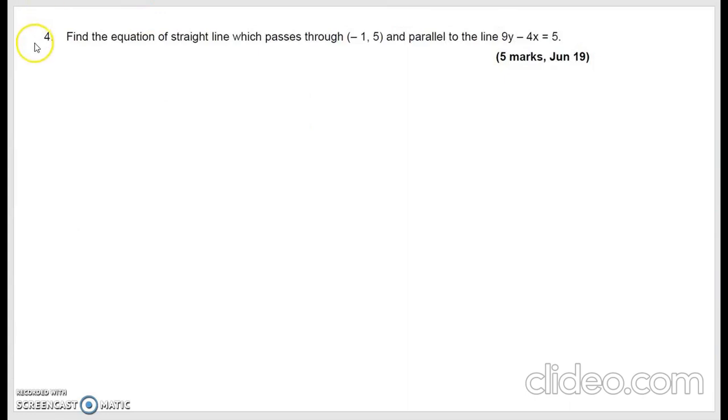Now we look at question number 4. Find the equation of straight line which passes through the point (-1, 5). So the point is given and parallel. So in this question, they are parallel. So it means that we can straightforward use the gradient. It's parallel to the line 9y minus 4x equals 5.